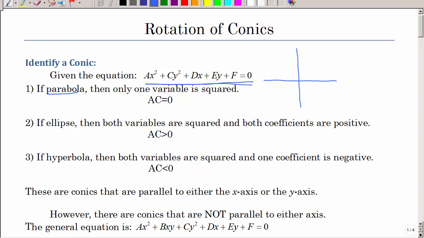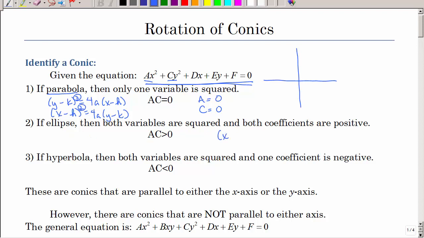First of all, if it's a parabola, only one variable is squared. If you go back to those equations, remember we either had y minus k squared equals 4a times x minus h, or we had x minus h squared equals 4a times y minus k. So only one variable is squared. The only way that could happen is if either a equals 0 or c equals 0.